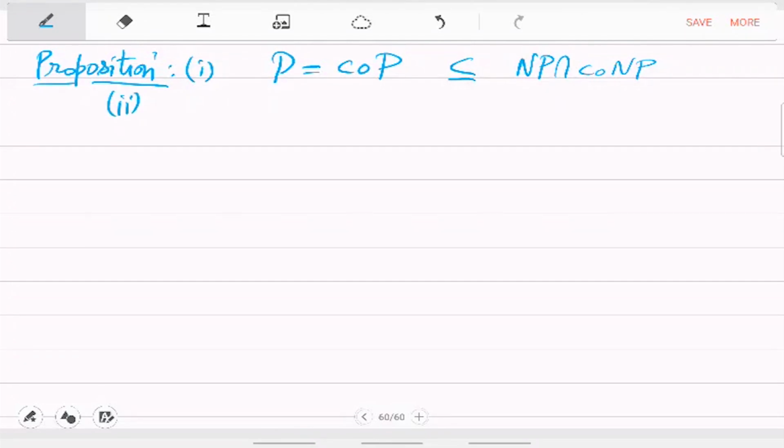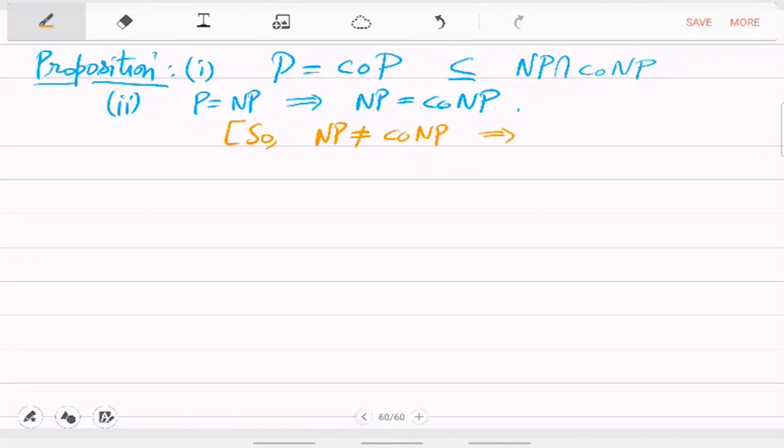And if P and NP are the same, then NP and co-NP will also be the same because of P equal to co-P. So which also means that if you show that NP and co-NP are different, right, if they are different, then P and NP is also different. So the open question of P versus NP is contained here.